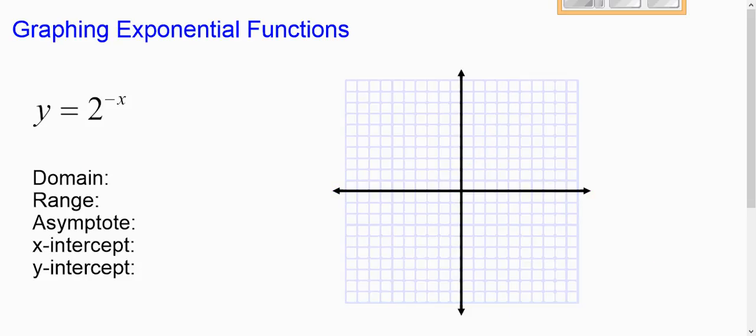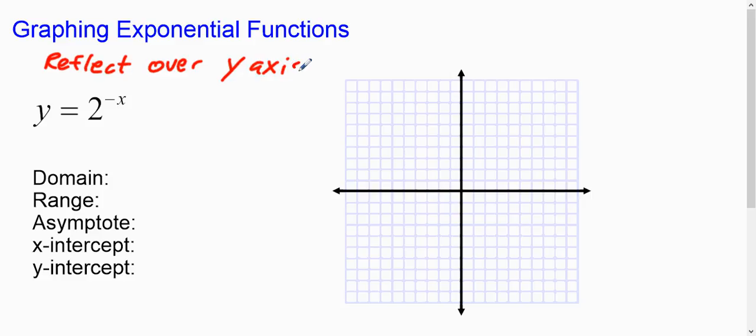So now when we graph 2 to the negative x, it's the same parent function, 2 to the x, but the negative in front reflects it over the y-axis. Negative in front of the x reflects over the y-axis.